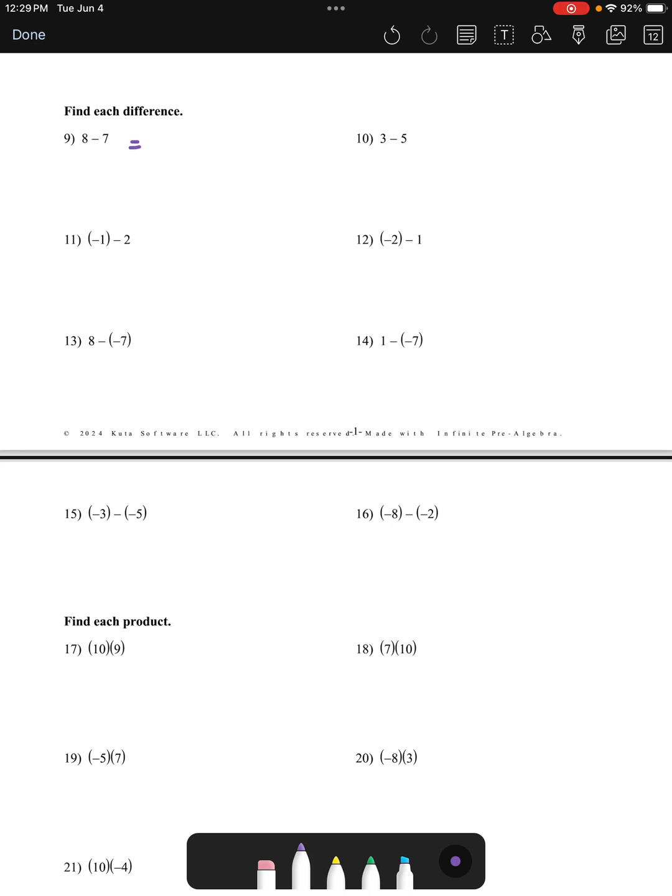Number 9, 8 minus 7. We're starting at 8. We're taking 7 steps to the left. That would land us on 1. We all know 8 minus 7 is 1.